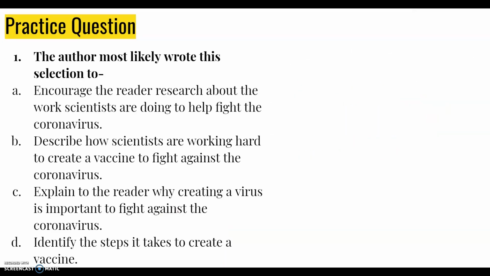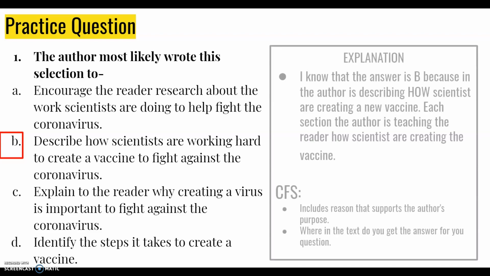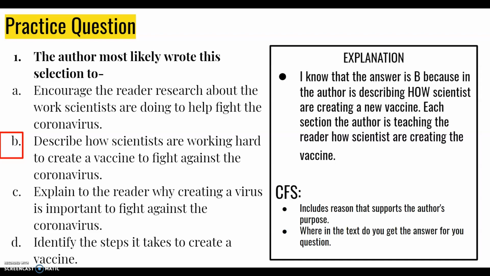So I'm going to go ahead and go back to this question. The author most likely wrote this selection to. Well, now thinking of everything that I've read, I believe that the author is trying to describe how scientists are working hard to create a vaccine to fight against the coronavirus. And I know that the answer is B because the author is describing how scientists are creating a new vaccine. In each section, the author is teaching the reader how scientists are creating that vaccine.